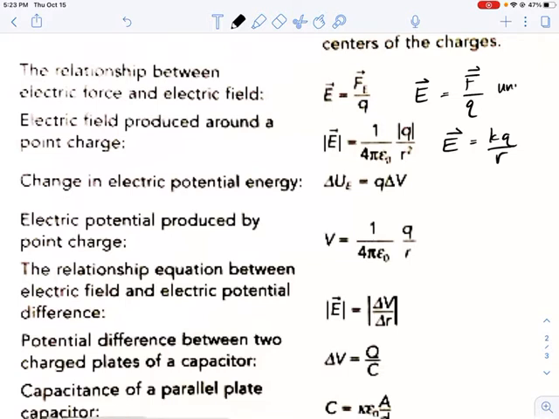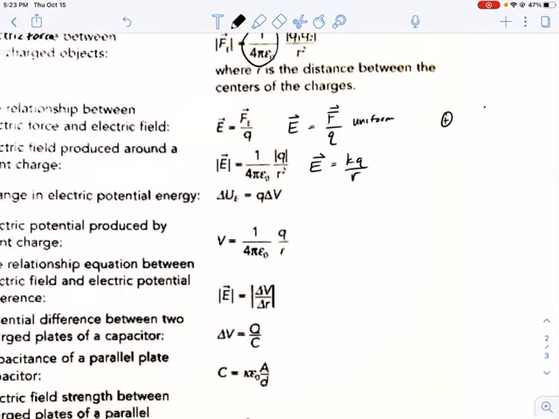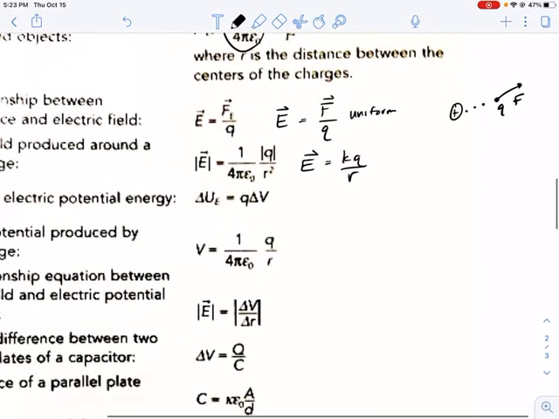This top one we can use for a uniform field. Or if you have a point charge and you have a location a little bit away from that point charge, if you know the force and you know the charge, you could use it to find the electric field, but it would only be the electric field at that point because we know when we change R, we would get a different electric field.